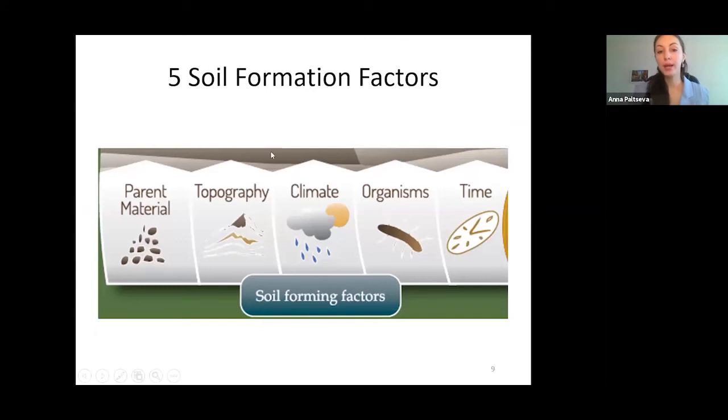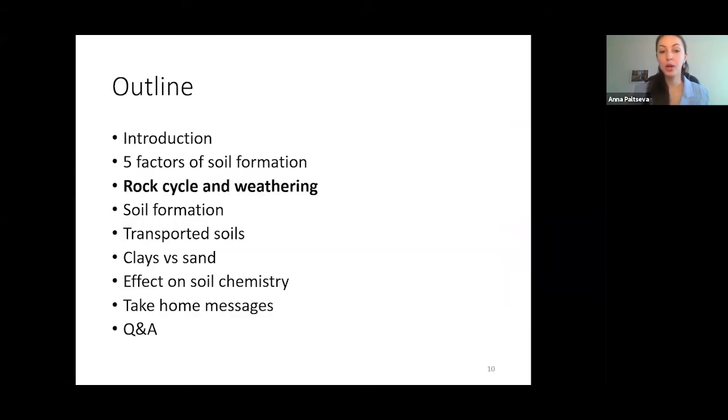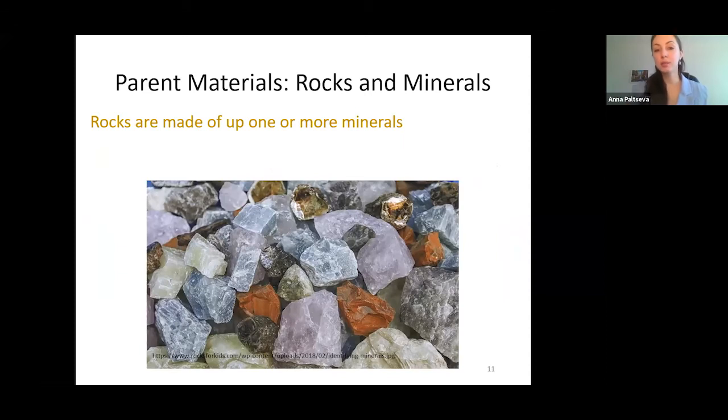So again, the soil formation factors are parent material, topography, climate, organisms, and time. We will mostly work on parent materials today. So, rocks and minerals. Rocks are made of one or more minerals. I'm sure you know it from your earth science classes, but just to review it.